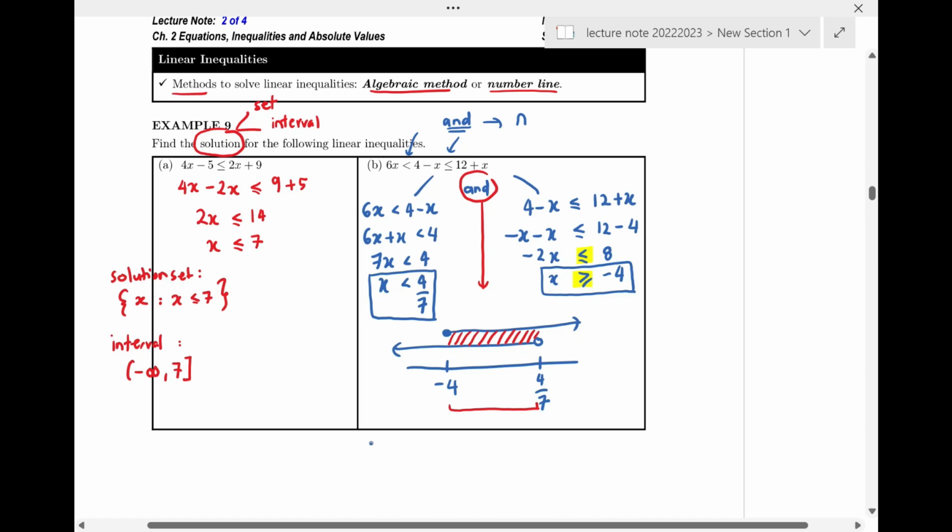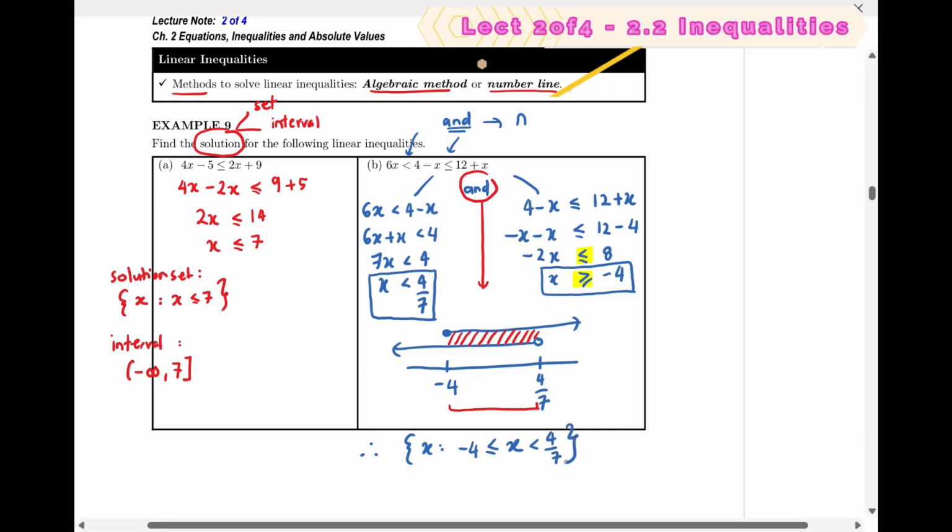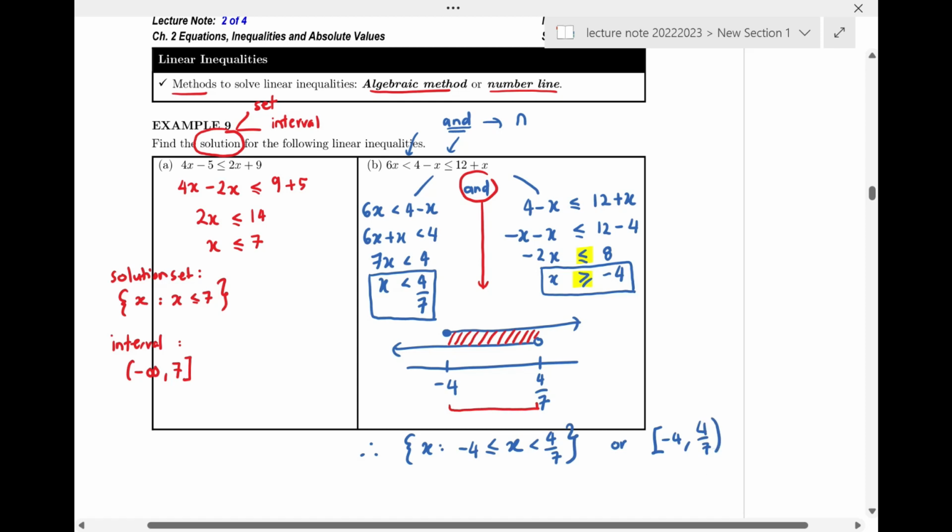So our answer is in solution set x, where x is between negative 4 inclusive and 4 over 7. In interval form, we have from negative 4 inclusive up till 4 over 7 exclusive. So we are done with solving linear inequalities with example 9.